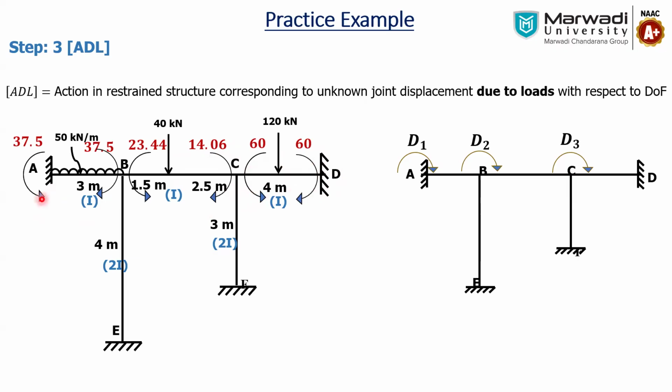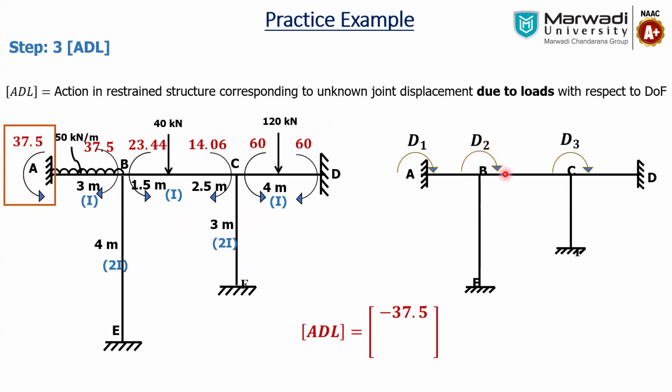Now with respect to the unknown degrees of freedom, we have to consider the total fixed moment at the different locations, and that will be ADL. So first, with respect to D1, what is the total moment at A? That is 37.5. So that is anticlockwise, so we have to consider minus 37.5.